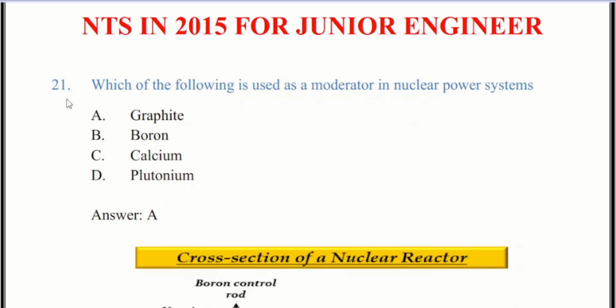Now we come to question number 21. Which of the following is used as a moderator in a nuclear power system? There are four options. The correct answer is A, graphite.